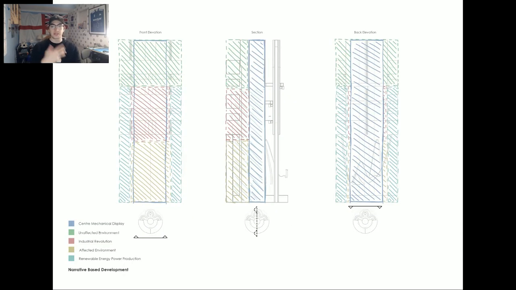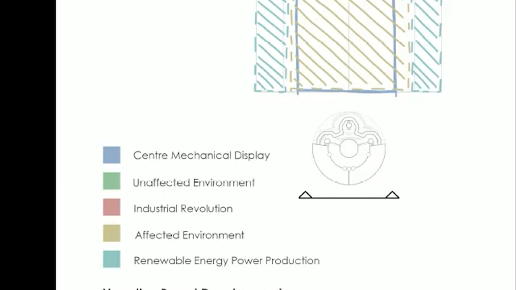Now what's important is to see how I think the building will function, or how I think the building will be set up. So as per the key, you can see there's the unaffected environment in green, industrial revolution in red, the infected environment in a yellow, golden colour, the renewable energy power production in turquoise, and then you've got the central mechanical display in the blue.